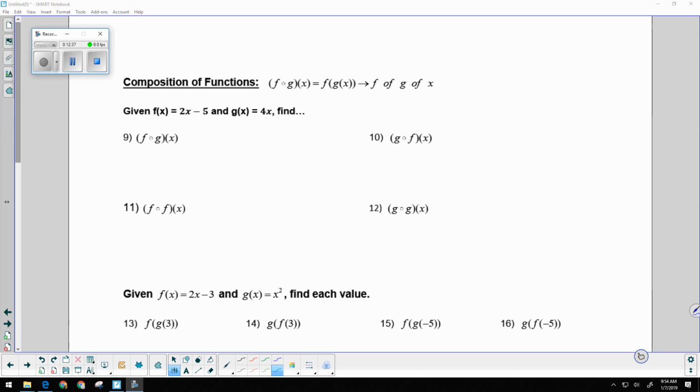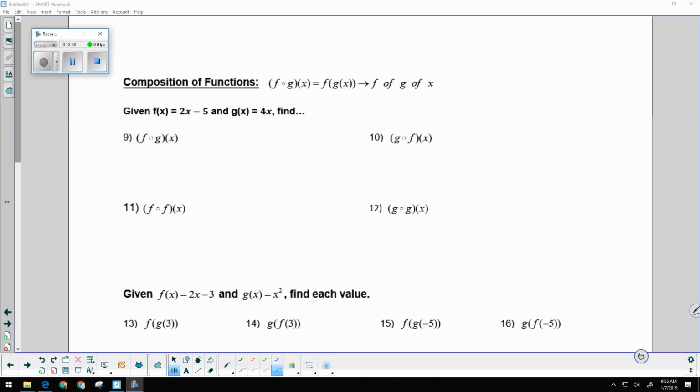Okay, on the back side of section 6.1 is a different way to combine functions, which is called composition of functions. It's not necessarily addition or subtraction or multiplication or division. This is just an entirely different way to combine them. Oftentimes we are plugging one function into the other.